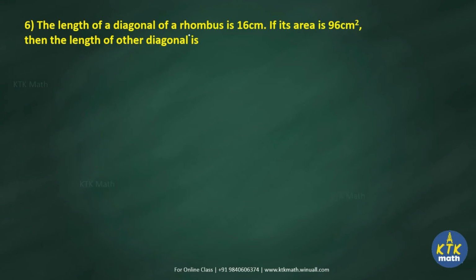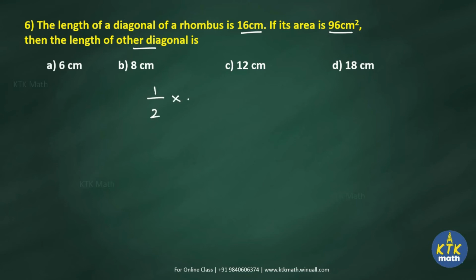The length of a diagonal of a rhombus. This is what I was saying in the previous question. This question is dealing with the diagonal of a rhombus. Again, the area is given, one diagonal is given, and we're supposed to find the other diagonal. So let us check out the answers. What is the formula we are going to use here? Half times d1 times d2 is equal to area.